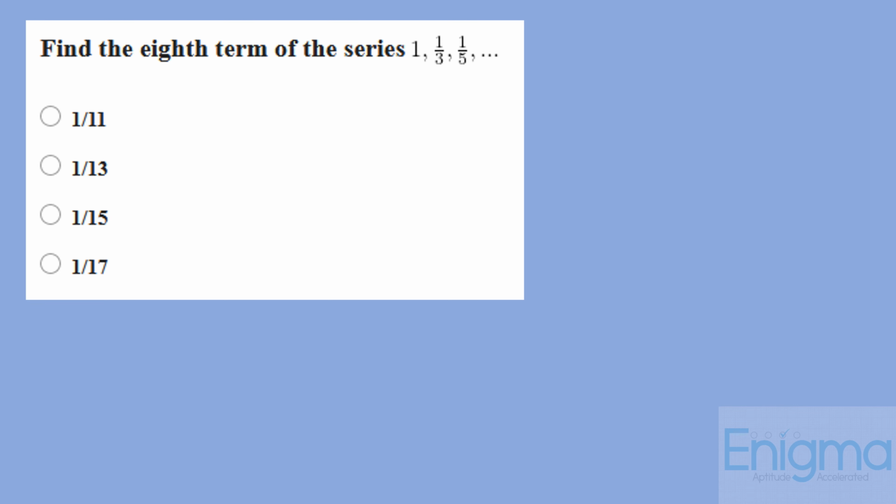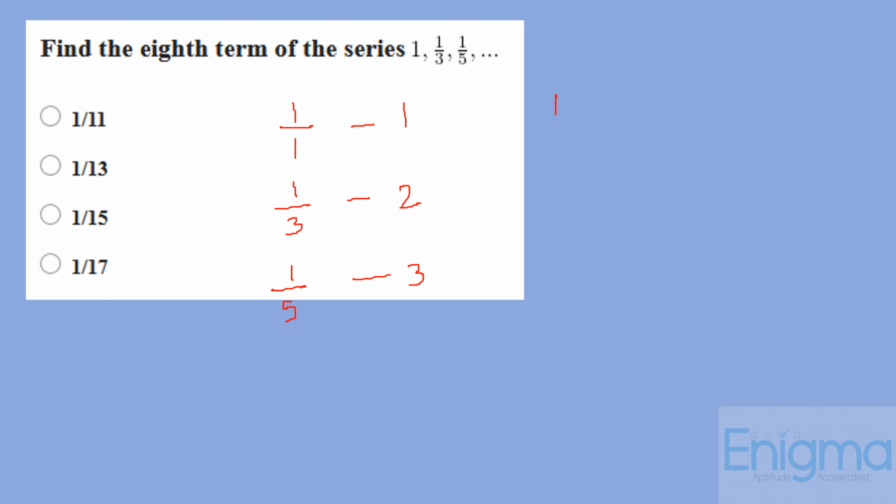Find the eighth term of the series 1, 1 by 3, 1 by 5, and so on. So let's observe here. If you observe the denominators, the first term is basically 1 upon 1. Next, it is 1 upon 3. Next, 1 upon 5, and so on. This is the first term. This is the second term. This is the third term.